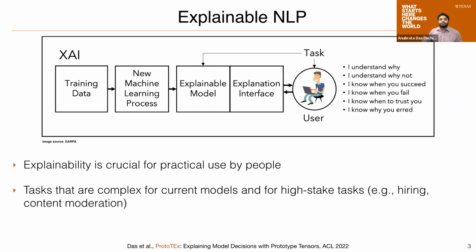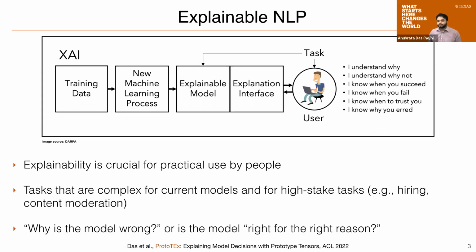Even though there are high performing models, for tasks that are complex for current models and decisions that are high stakes, we still have a human in the loop that takes the ultimate decision. For example, high stake tasks such as hiring or content moderation, in these cases, explainability becomes even more important. Especially in those contexts, why the model is wrong or whether the model is doing the right thing for the right reason becomes particularly critical.